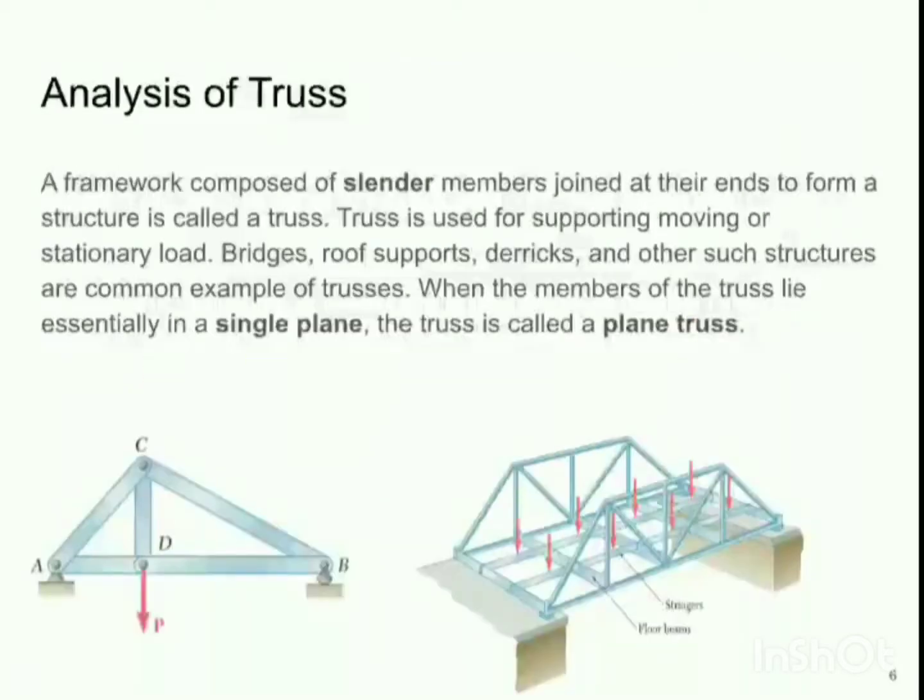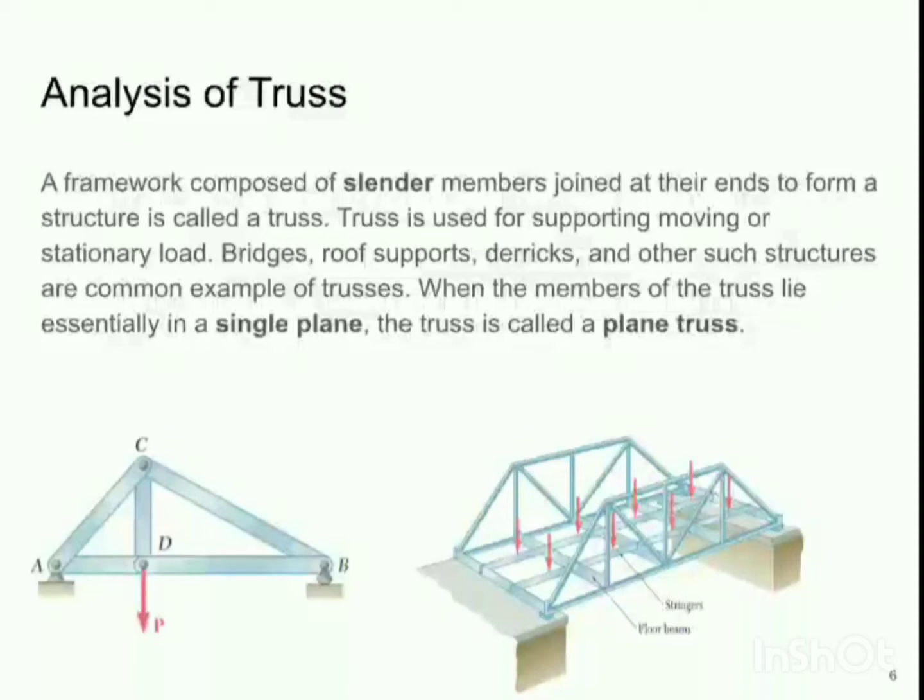Analysis of a truss. What is a truss? A framework composed of slender members joined at their ends to form a structure is called a truss. So in the figure given below, we can observe that the vertical and horizontal members are connected to each other, and this forms a framework which is called a truss. Now the truss is used for supporting moving or stationary loads.